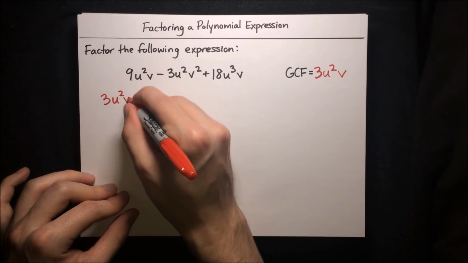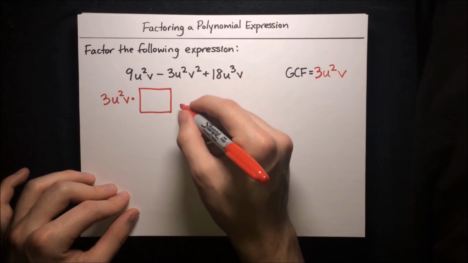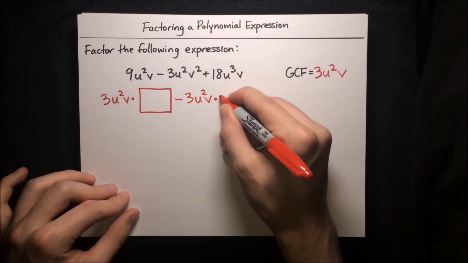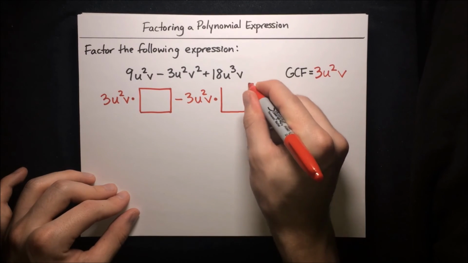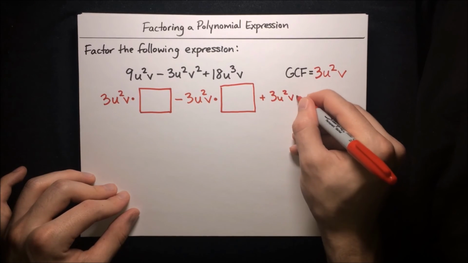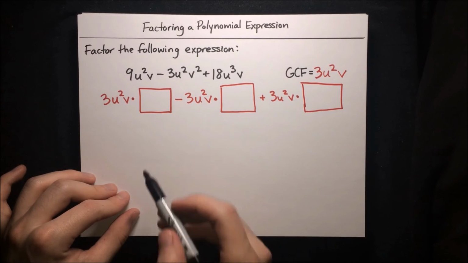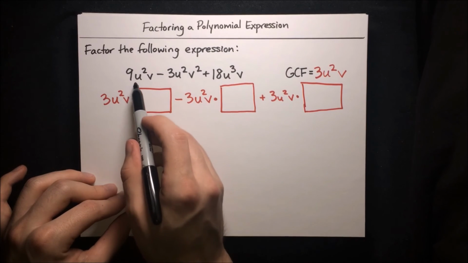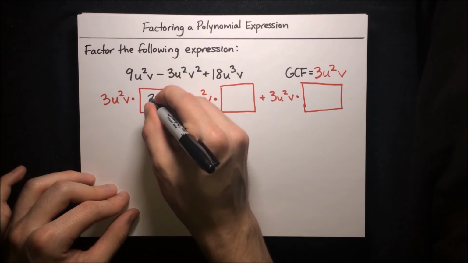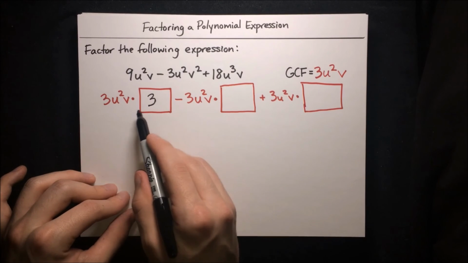3u squared v times something, and then we'll keep that minus sign, so minus 3u squared v times something, and then plus another 3u squared v times something. One of these for each term. Okay, so first term, 3u squared v times what makes 9u squared v? Well, 3 times what makes 9? 3 times 3 makes 9. And then u squared, we've already got our u squared, v, we've already got our v, so it's just 3.